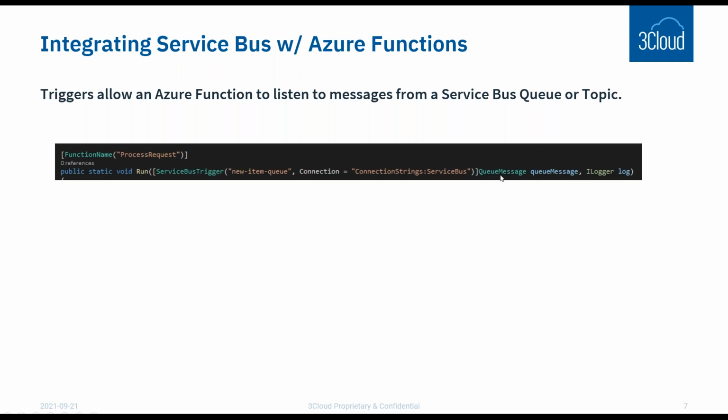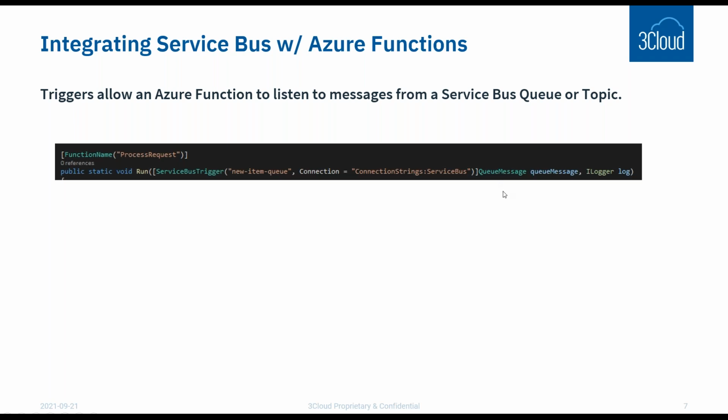Then I have it as type QueueMessage. This is a custom class that I created. Basically what Azure Functions will do is expect some form of a JSON message within the queue, and it will automatically try to deserialize that message for you into the QueueMessage class.